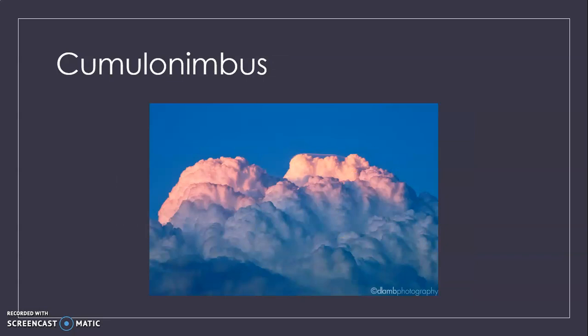The prefix nimbo or the suffix nimbus are low-level clouds that have their bases below 2,000 meters above the earth. Clouds that produce rain and snow fall into this category. The word nimbus comes from the Latin word for rain. Two examples are the nimbostratus and also cumulonimbus clouds.